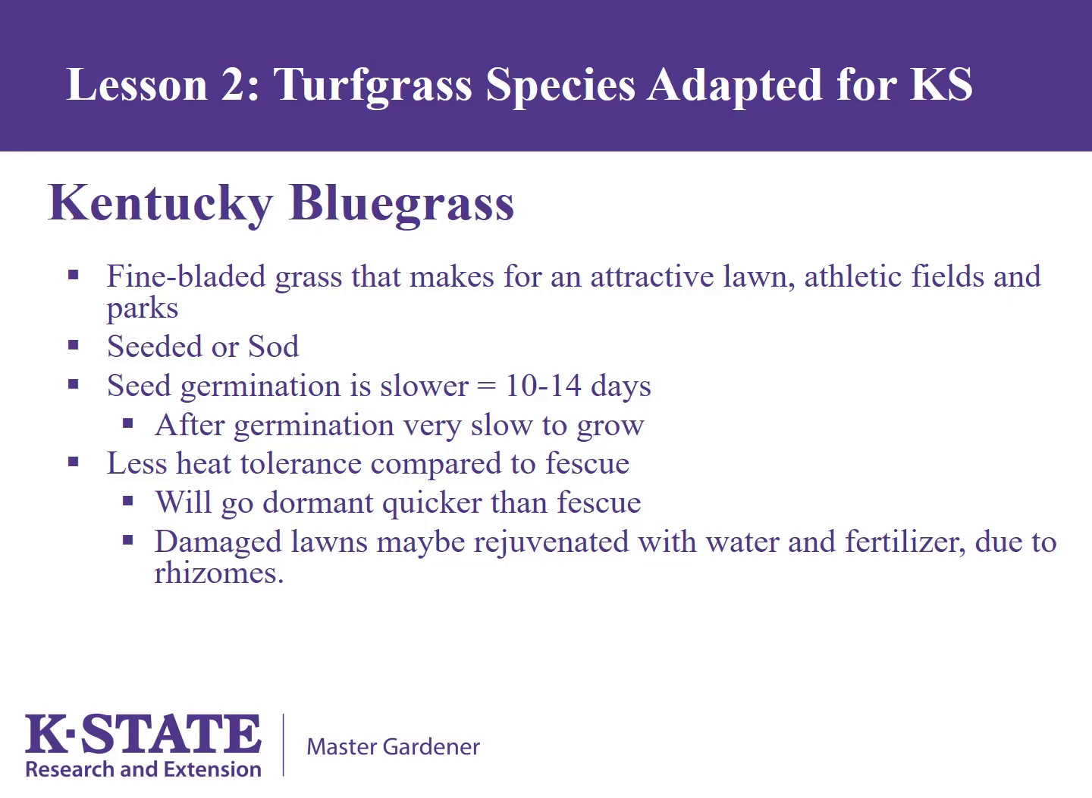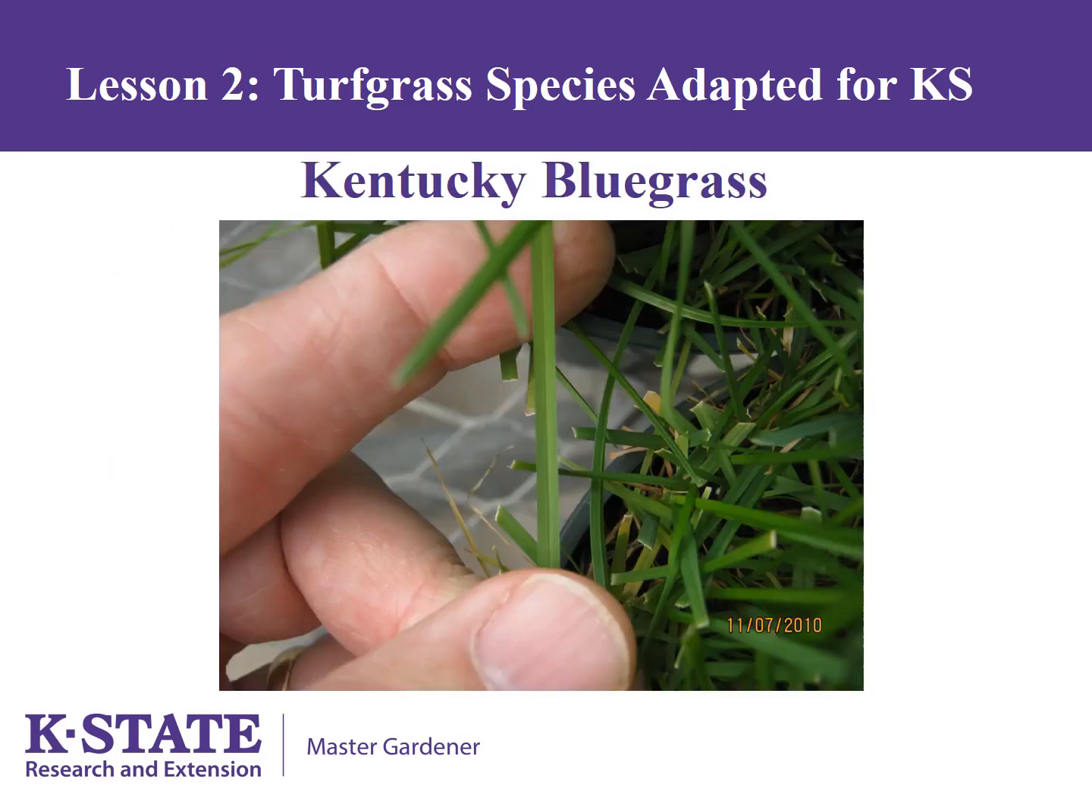So if that tall fescue plant dies, you've got to reseed in the fall. If that Kentucky bluegrass plant dies, it may have made 10 or 12 more plants around that area, and if one of those survived, then it can kind of fill back in as well. It may be rejuvenated with a little bit of water and fertilizer because those rhizomes are there. Here's a better, up-close picture of Kentucky bluegrass.